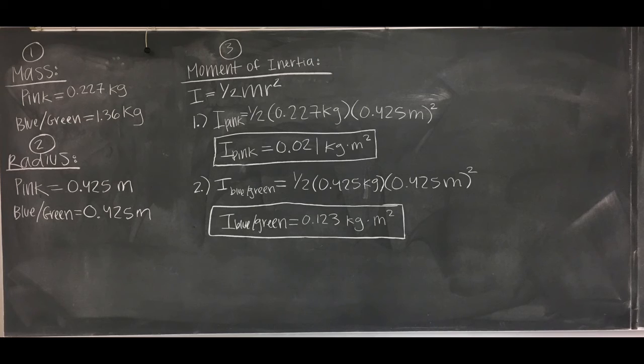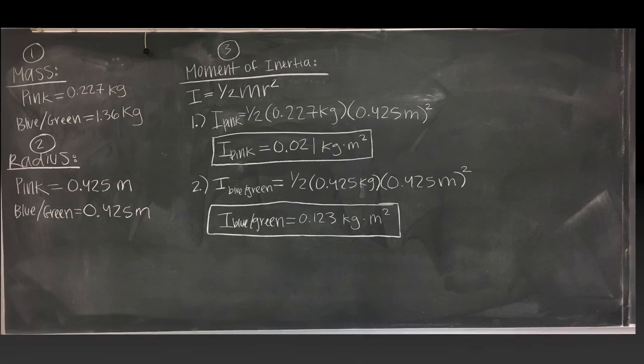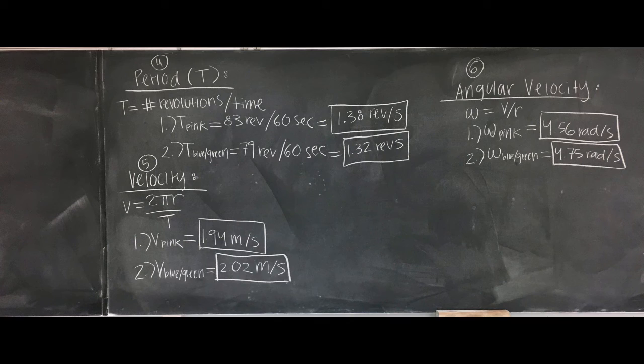The moment of inertia for the pink hoop was 0.021 kilograms meters squared, and the moment of inertia for the blue hoop was 0.123 kilograms meters squared. Then we calculated the period of each hoop by calculating the number of revolutions the hula hoops made during a 60-second trial. We were then able to find velocity using the equation 2 pi r divided by t, the period. Using this information, we were able to find the angular velocity by dividing the velocity by the radius of the hula hoop. The angular velocity of the pink hoop was 4.56 radians per second, and the angular velocity of the blue hoop was 4.75 radians per second.